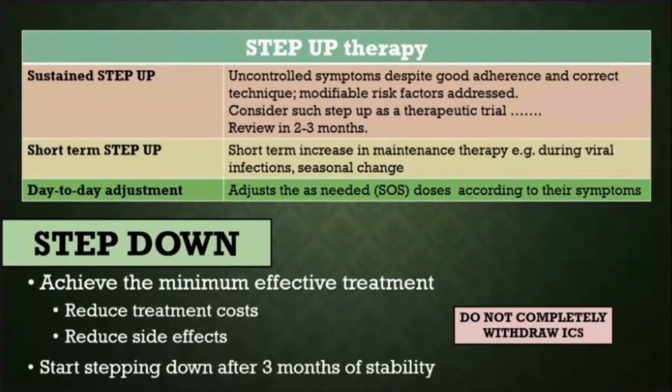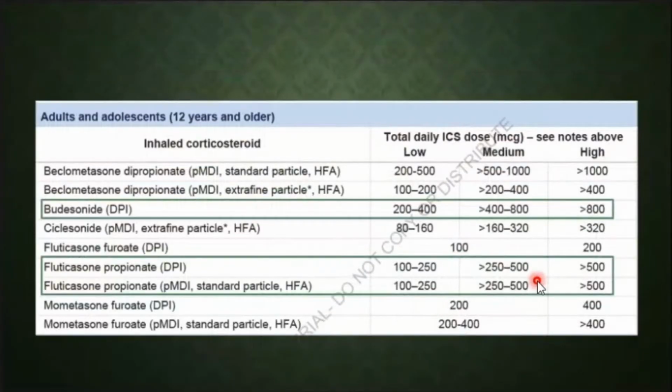So what is that low dose, medium dose, high dose? These are basically your dosages. There are two main inhaled steroids which we get here in the country. One is budesonide, which is available both as a DPI or dry powder, and the other is fluticasone, which is available as both a dry powder and a metered dose inhaler.